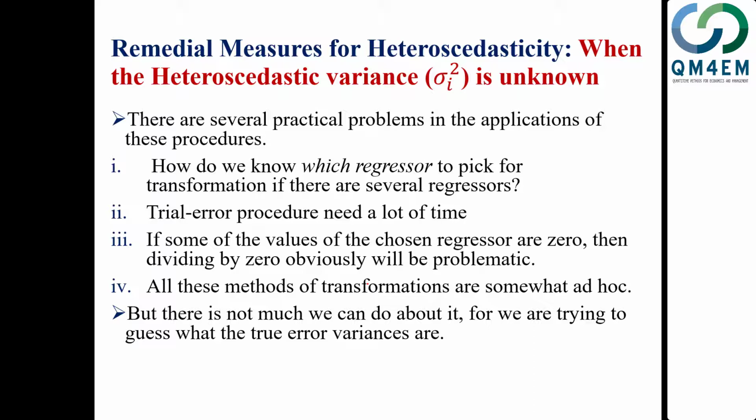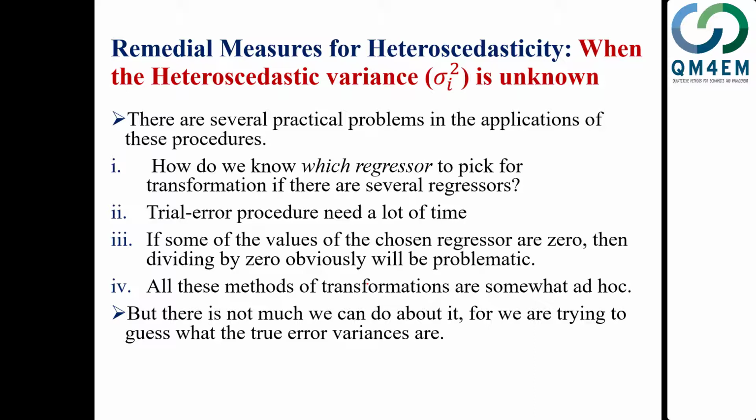So to sum it up, there are a number of ways through which we can solve the problem of heteroscedasticity. We can divide the remedial measures into two main headings: one, the case when the heteroscedastic variance is known, and the second, when the heteroscedastic variance is unknown. In the known variance case, we use the weighted least squares method using the known variance. However, it's not practical because in practice we rarely know the true variance value.